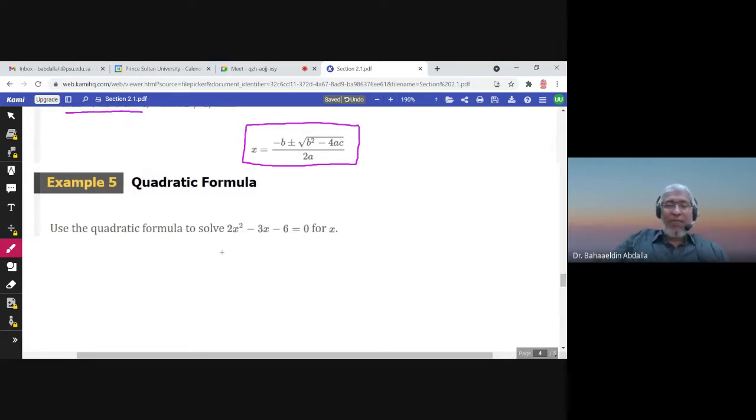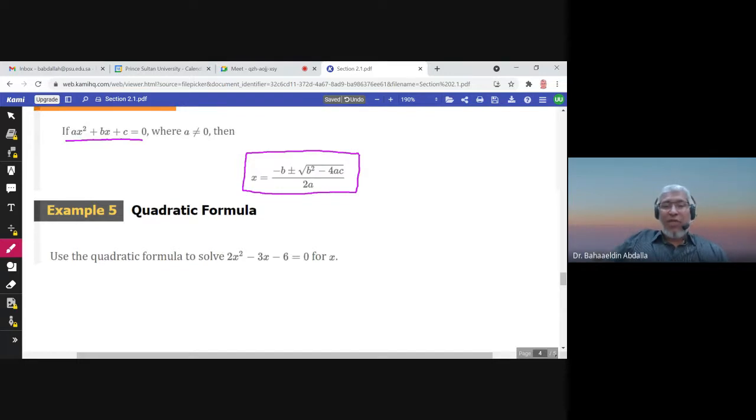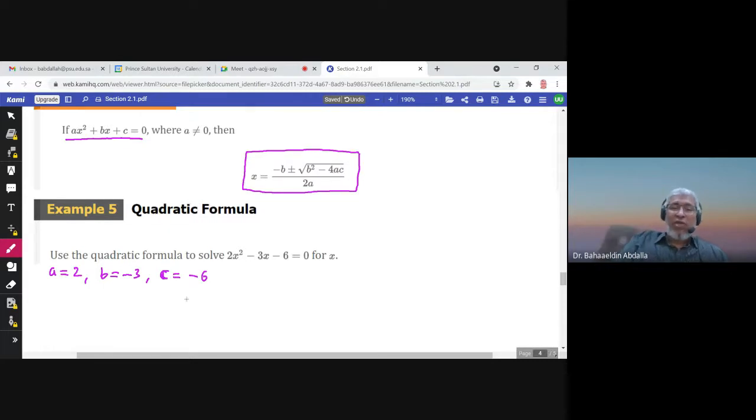So let us apply it in the example. I need to determine a, b, and c. a is the coefficient of x squared, which is 2. b is the coefficient of x, which is negative 3. c is the constant term, which is negative 6. And the right-hand side is 0. Notice that the right-hand side should be 0. If it is not 0, you have to take the numbers to the other side to determine a, b, and c. You do not determine a, b, and c unless the right-hand side is 0. And now use the formula. So what is the formula?